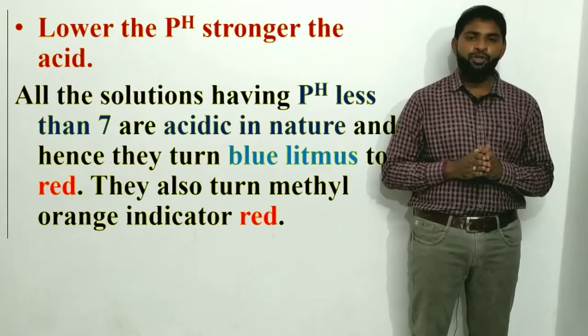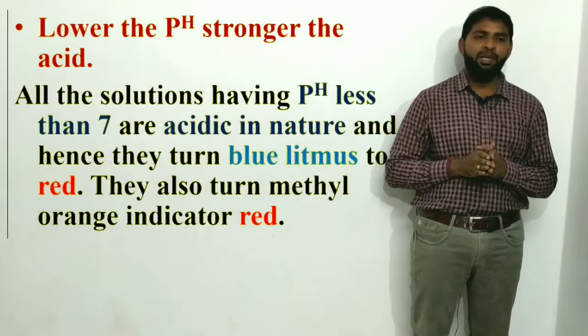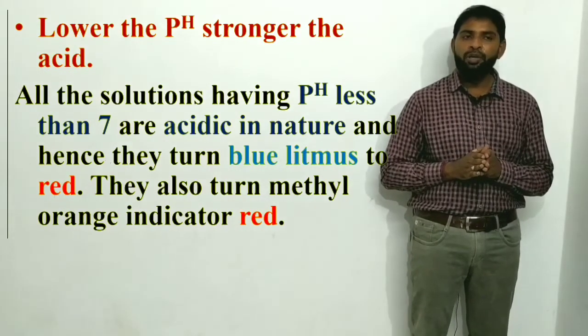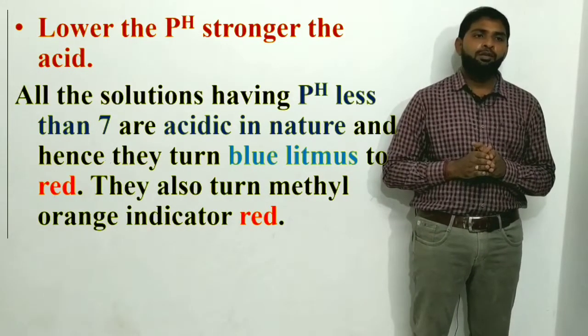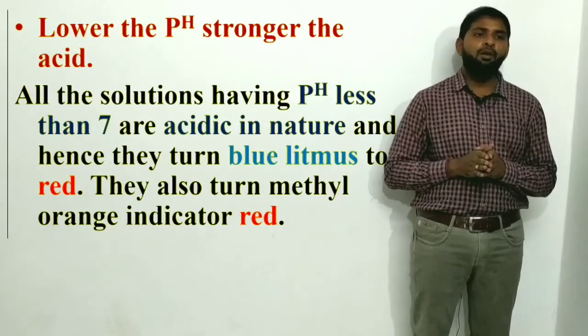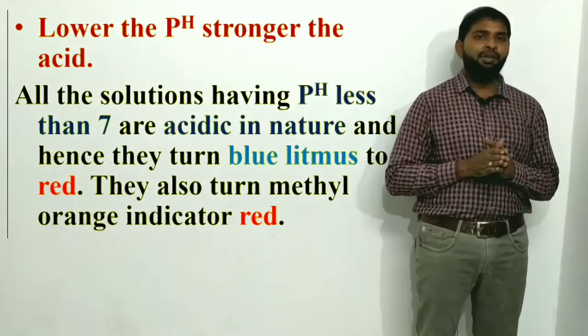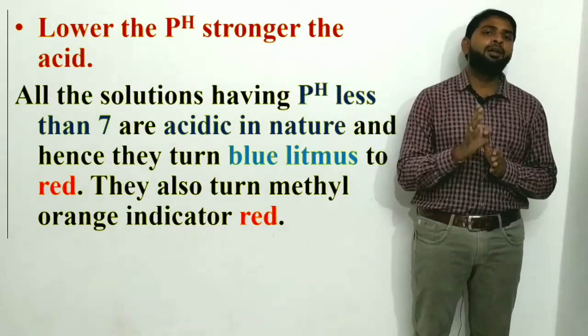The solutions which have a pH value of less than 7 can turn blue litmus to red. They can also turn methyl orange indicator to red. Substances which have a pH of less than 7 are colorless in phenolphthalein indicator.